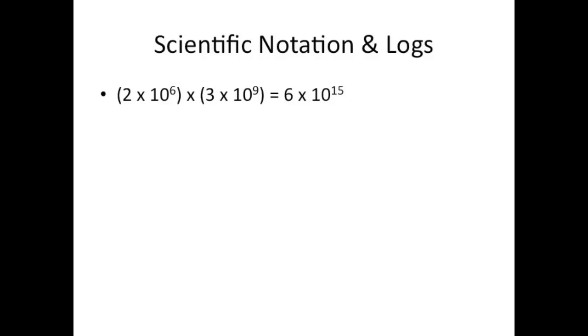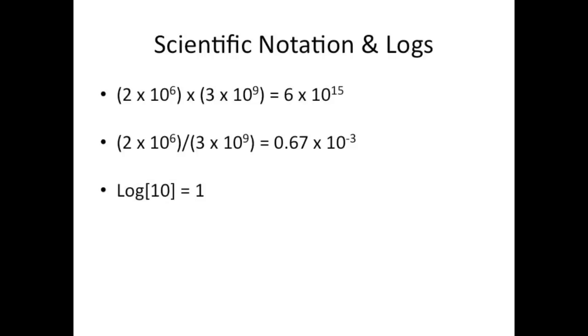Scientific notation is really easy. When you multiply, you add the exponents together, so you would get 6 times 10 to the 15th on this one. It's just the opposite when you divide. You subtract the denominator exponents from the numerators, giving you 0.67 times 10 to the negative third. Logs are a bit trickier.